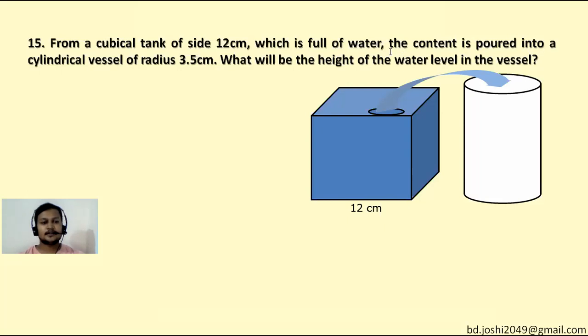And the content is poured into a cylindrical vessel of radius 3.5. Radius of this cylinder, that means this one, is 3.5 centimeter. And we don't know up to where it will fill. The question asked to us is, what will be the height of water level in the vessel?